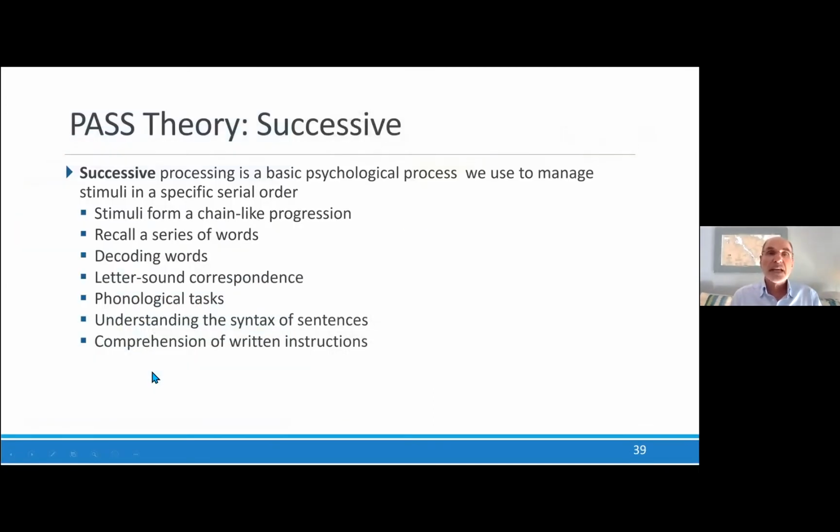Okay, let's look at successive processing now. This is all about sequencing.